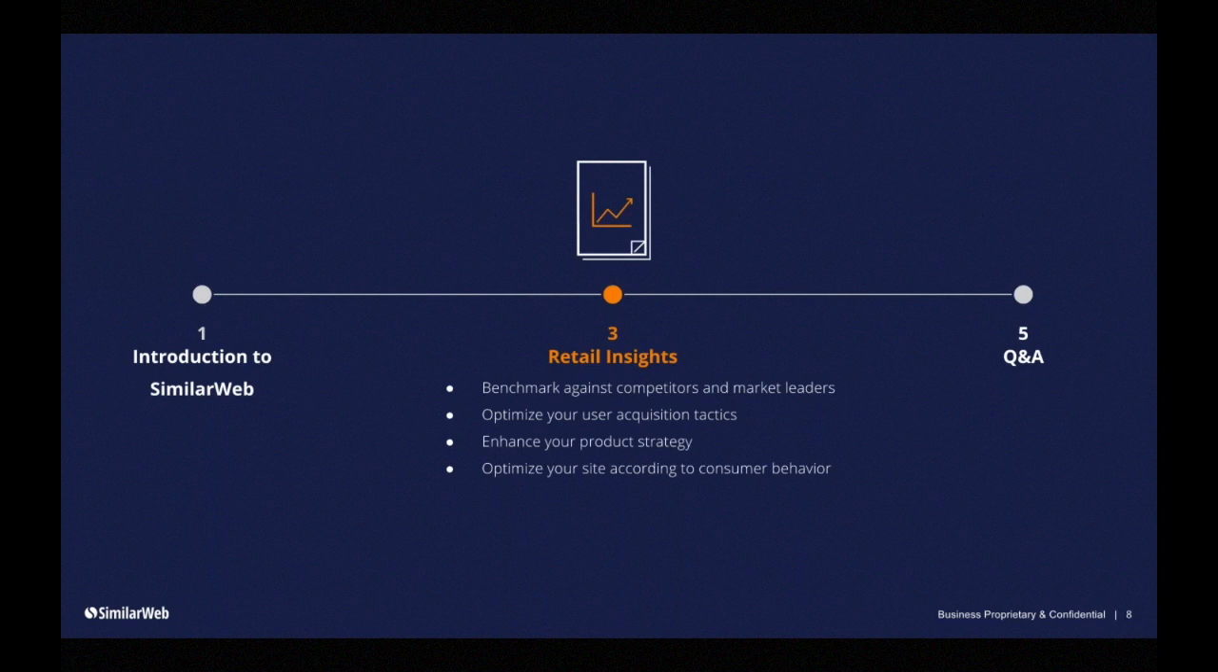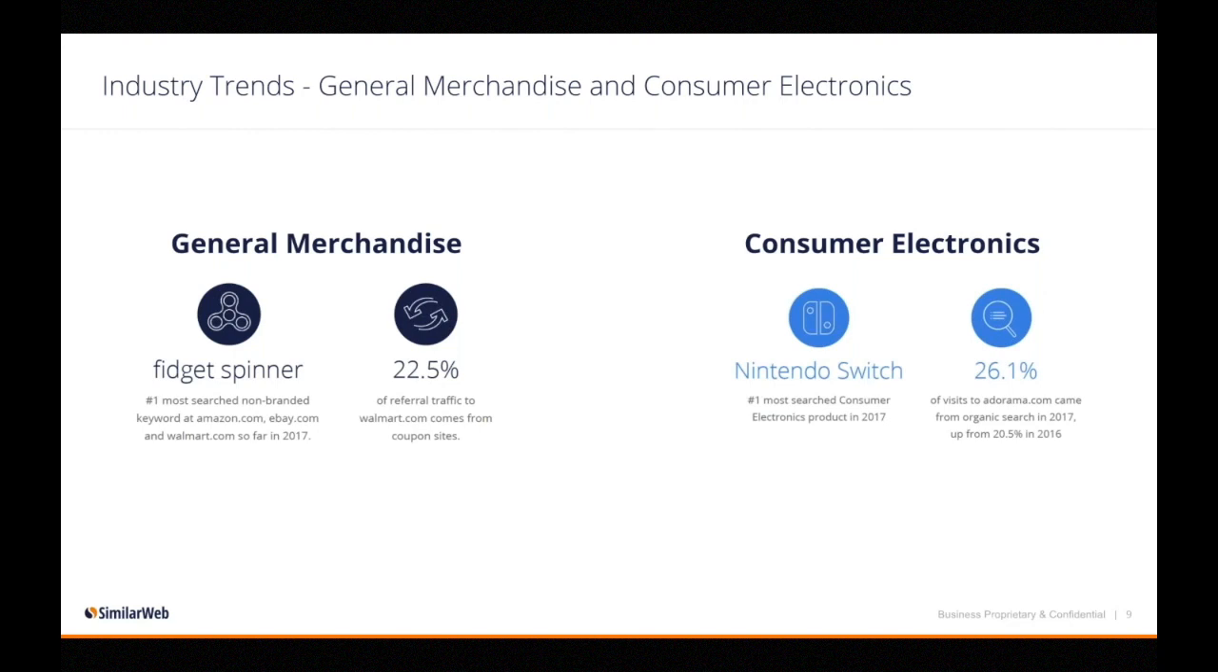So that was it for the introduction, and now we're going to move on to getting into the actual insights. I'm going to first show a few interesting insights that we looked at in the last few weeks and talk a little bit about some upcoming trends. Then I'm going to move into some of our key value propositions as SimilarWeb for the retail industry. So first, I'm going to start on the left looking at general merchandise.